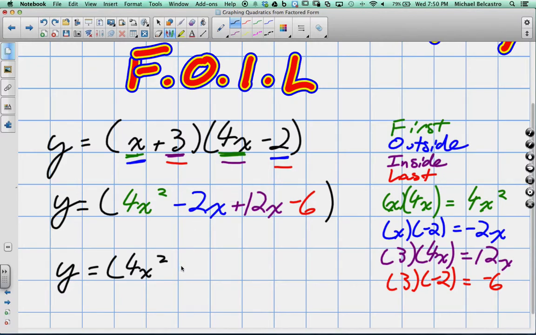10, negative 10? Well, it won't be negative because the positive value is larger, so it'll be positive 10. Does that make sense? Great, so then we subtract 6 after. And that's it. This is actually called the standard form. We've gone from the factored form to the standard form of a quadratic right now. Standard. Okay, great.